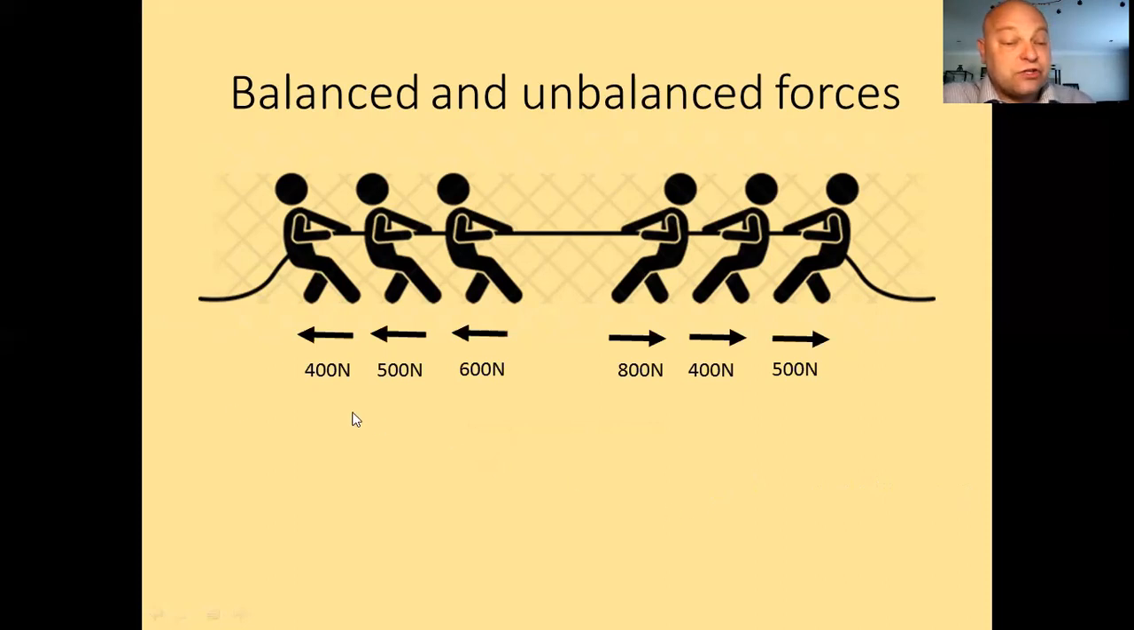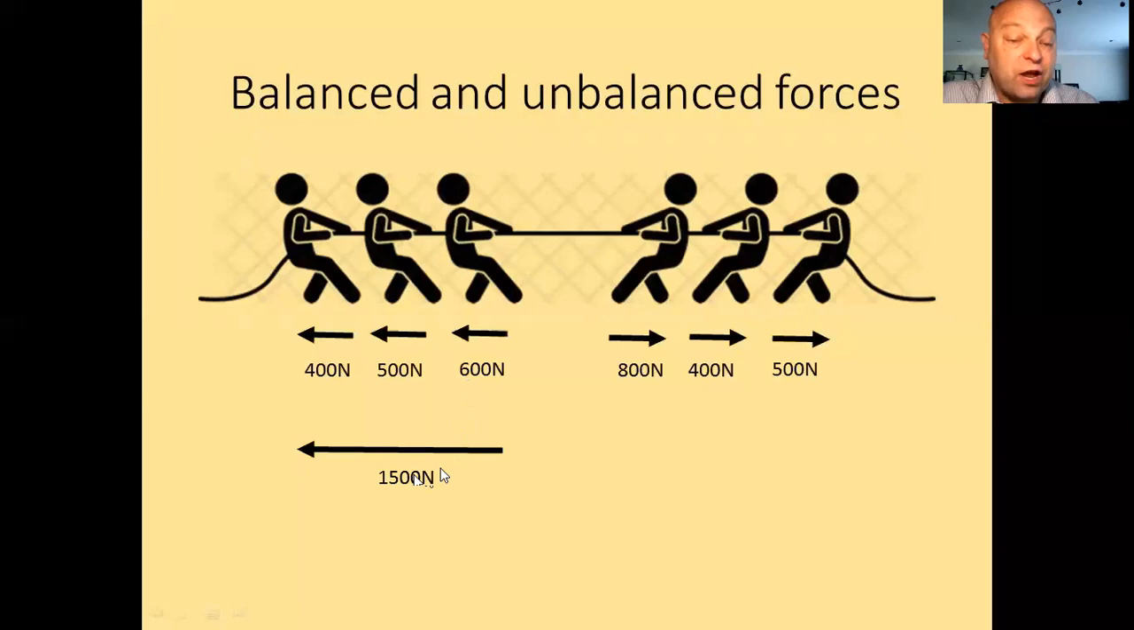Okay, let's go through the answer. What should you have done then? Well, what I would have done is add these 3 forces on the left together. 400 plus 500 plus 600 makes 1500. So those 3 forces can be represented by one force of 1500 to the left. This is called a resultant force. It's the one force that is the same as all of those forces there added together.